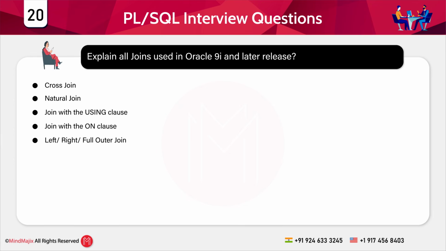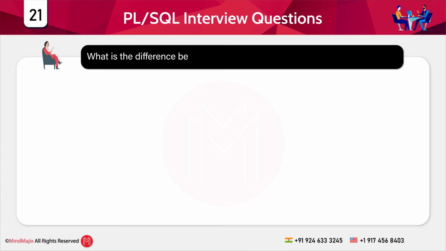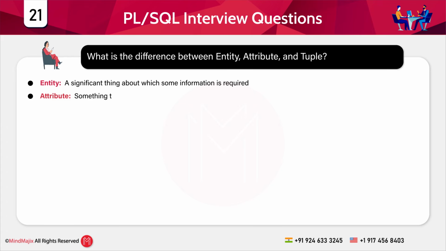Like question number 1 to 20, these questions were meant for freshers. And now question number 21 onwards, roughly 20 questions will be for PLSQL developer interview questions. The next question over here is, what is the difference between entity, attribute, and tuple? Entity is a significant thing about which some information is required. For example, an employee table is an entity. An attribute is something that describes the entity. For example, if you have an employee table, here employee number, employee name, employee address are the attributes. And a tuple is basically a row in a relation.